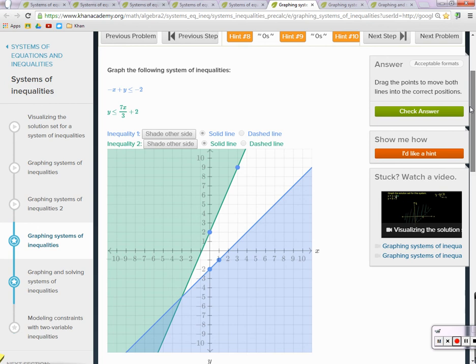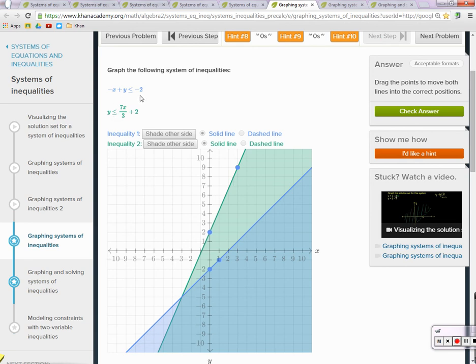Okay. Yes? On the green equation, y is less than or equal to, and it's showing it's greater than. So this green one is shaded above. It should be shaded below. Everything else is good, right? Solid lines, because we have equal to.